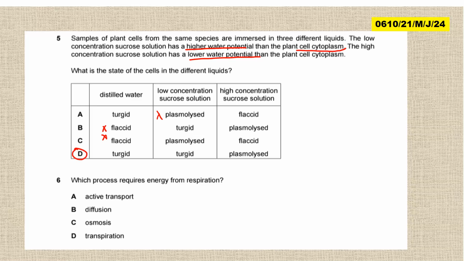Let us check the last one. High concentration sucrose, we said it has less water potential compared to the inside cytoplasm. So the cell is going to lose water and become plasmolyzed. So the answer is D. Which processes require energy from respiration? Active transport. As simple as that.